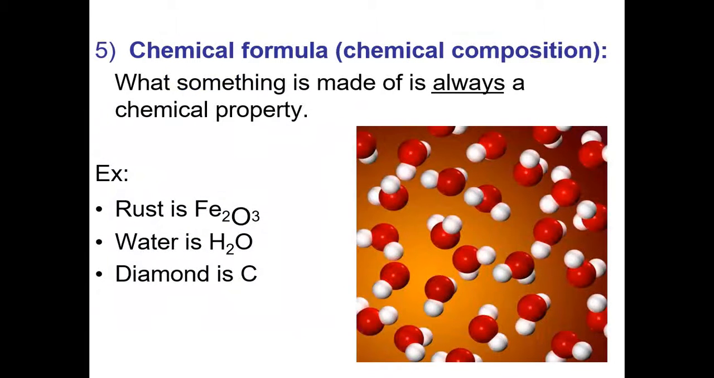So to talk about chemical property, we must know the chemical composition of the substance, and we talked before about the difference between the element, compound, and mixture. So as an example, the formula of rust is Fe2O3, the chemical formula for water is H2O, and the chemical formula of the diamond is C, the carbon.